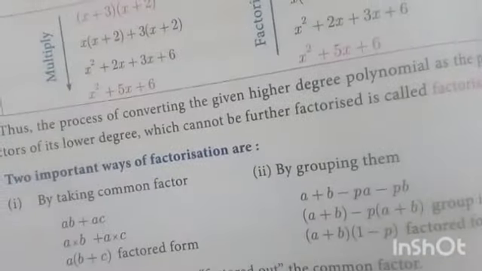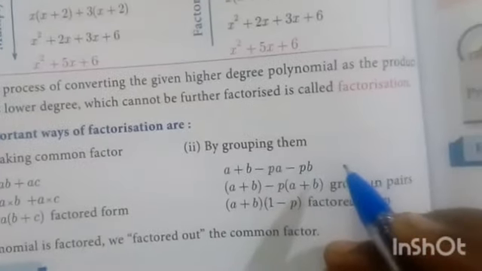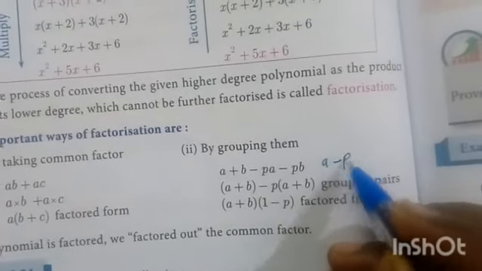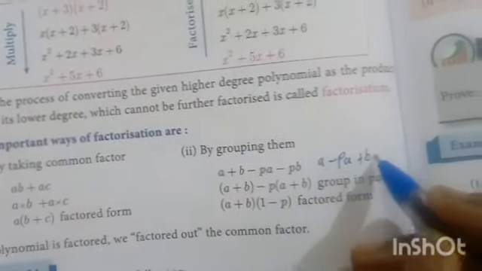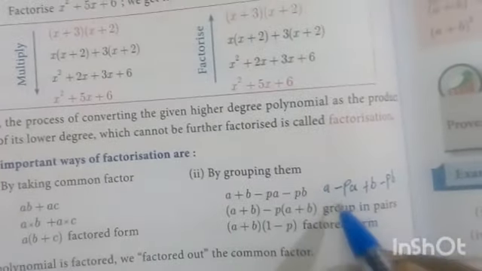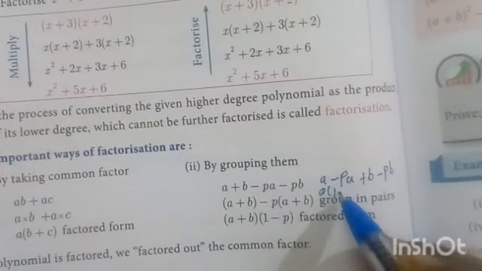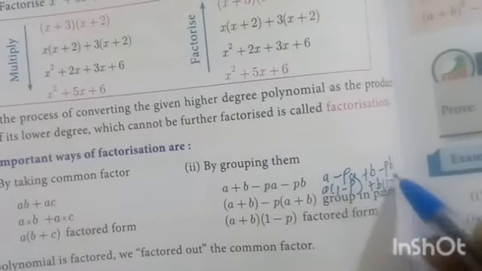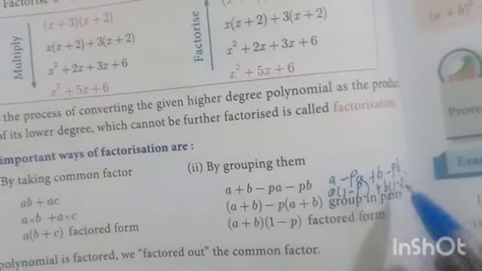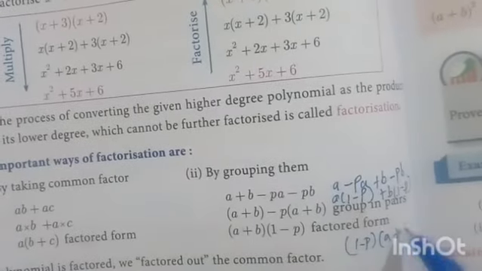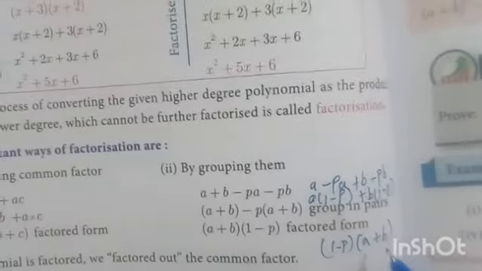So you have to write it like this: A minus PA plus B minus PB. Take A outside, that is A into 1 minus P. Now take P outside, that is 1 minus P. Now you have to consider which is common. 1 minus P is common. So what remains is A plus B. This is the factorized form.